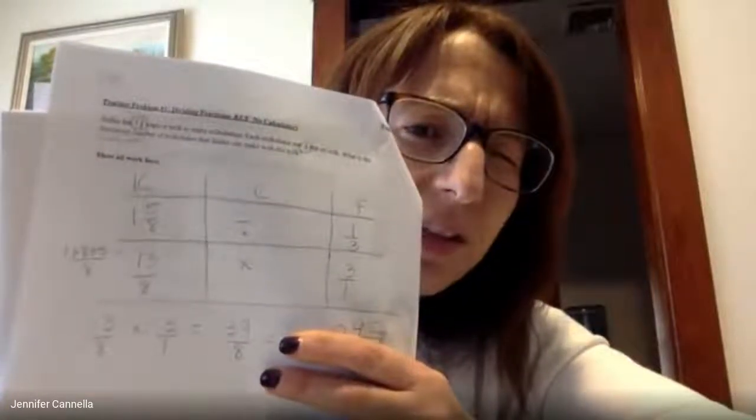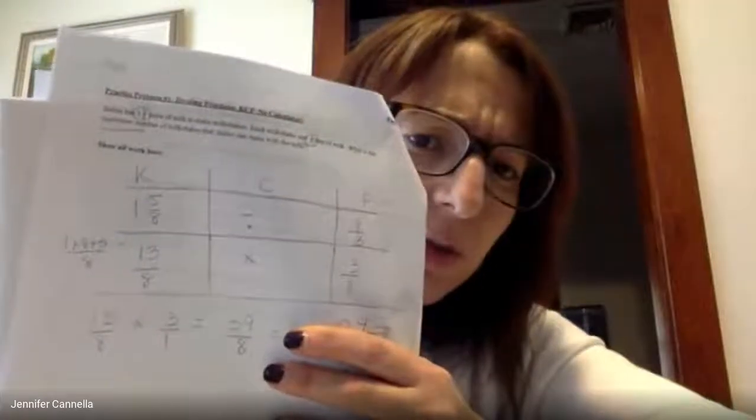Okay. So 39 over 8. Can you do something to that fraction? Yeah, we have to divide it. Okay, so tell us what that should look like. We have to do 39 divided by 8. And then I got the answer 4 7/8. Okay, so you got 4 7/8. Now the question says, what is the maximum number of milkshakes that Jaden can make with the milk?